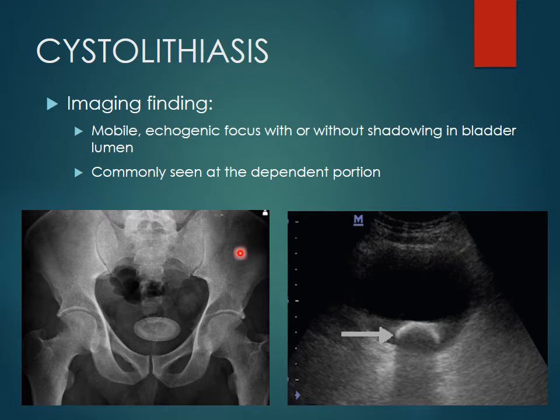And usually for patients, we would ask them to lie in the lateral decubitus position to confirm its mobility. By X-ray, usually cystolithiasis would appear as a lamellated round calcific density that is at the region of the urinary bladder or at the pelvic area.